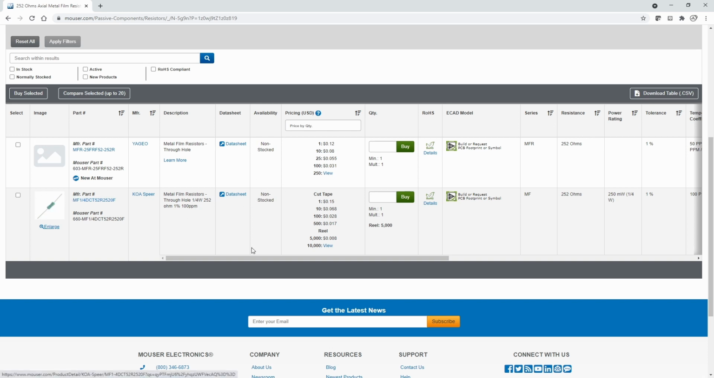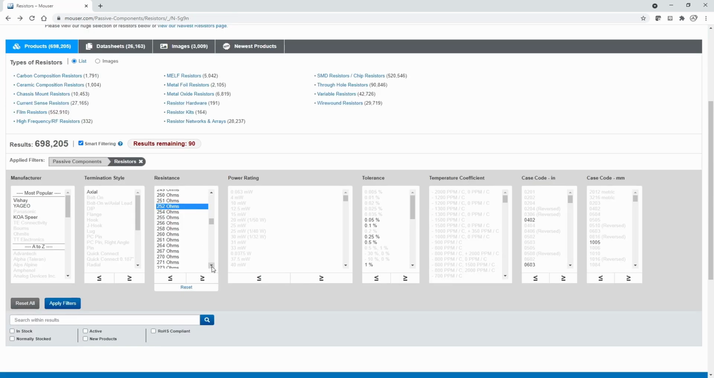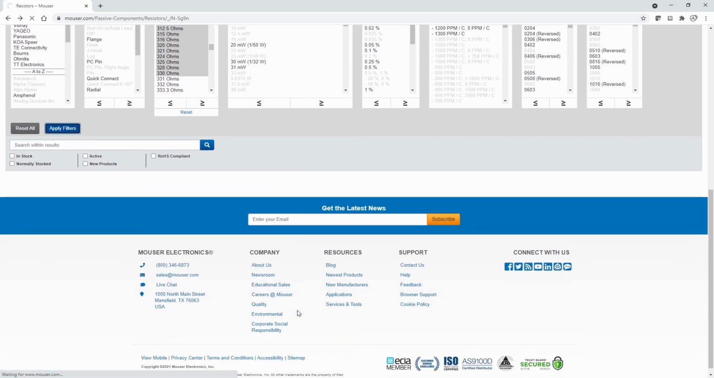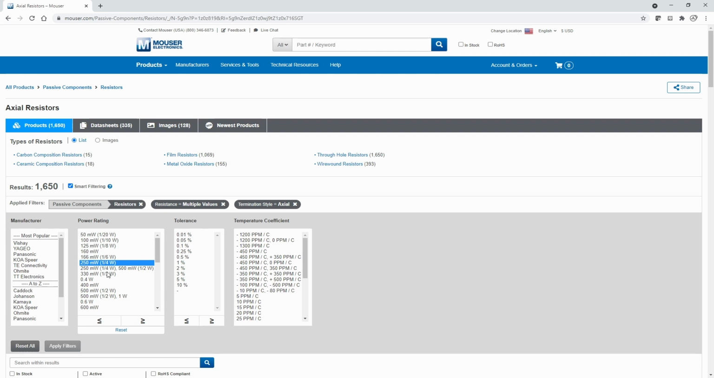So let's go ahead and get something that's close to what we need. Now I'm going to keep 252 selected just so I have a reference point. But then I'm going to select all the way down to 330 because I know that's a common value. Now that leaves us with quite a few devices available. I'm going to go ahead and sort them to the axial devices because for this particular project, we want it to be something easier to work with. I'd like to have at least a 1/4 watt, so let's go ahead and do up to 500 milliwatts.